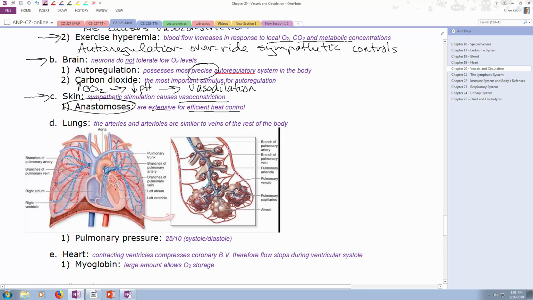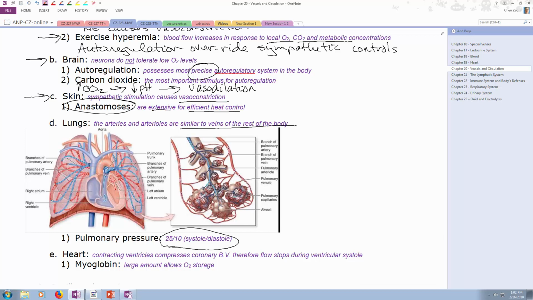Lungs. Interesting. When we take a look at the construction of our arteries and arterioles from our heart to our lungs, we'll see that they are very, very thin and flabby. So that's why in our notes it says similar to veins in the rest of the body, because the pressure at the pulmonary trunk is exceedingly low. And therefore, we don't need to toughen up and make a thicker blood vessel going to our lungs.